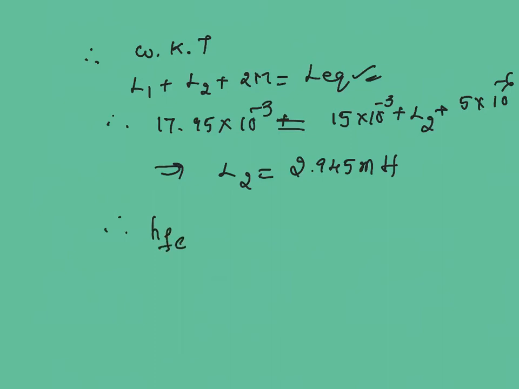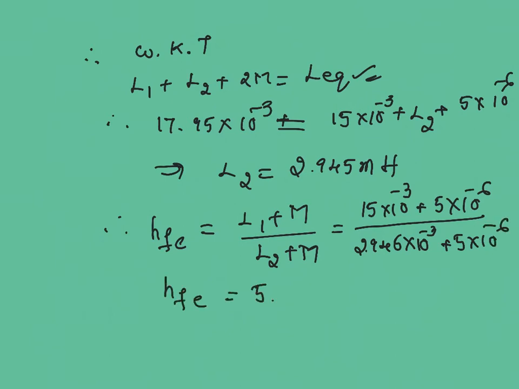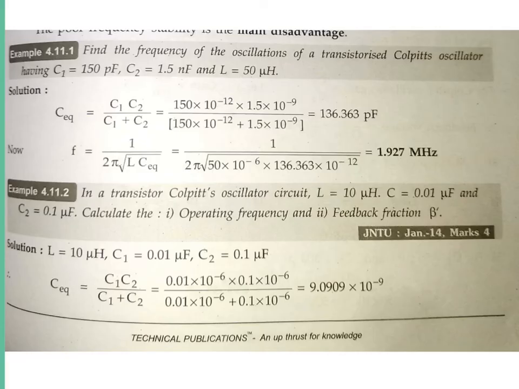So we know that hFE is equal to (L1 plus M) by (L2 plus M). So if you calculate, here L1 is 15 into 10 power minus 3 plus 5 into 10 power minus 6, divided by 2.945 into 10 power minus 3 plus 5 into 10 power minus 6. Therefore, if you calculate this, hFE will be the required gain of the transistor to get the oscillations. So here we have two problems.